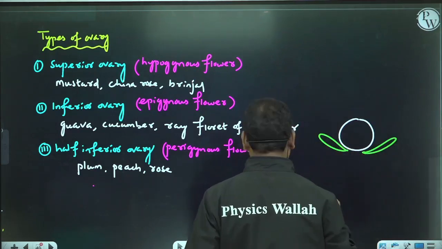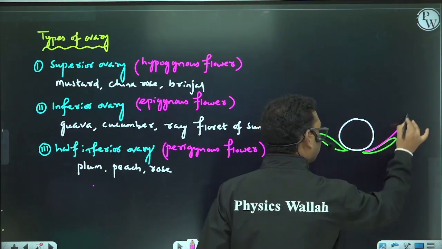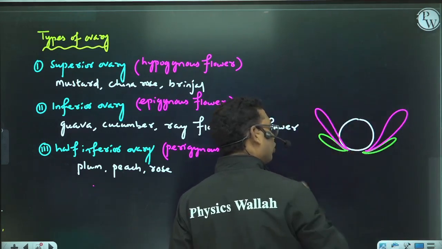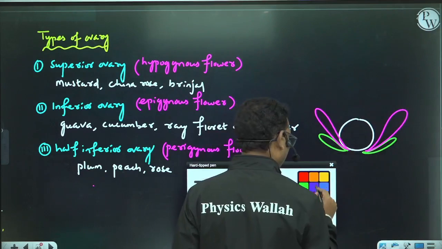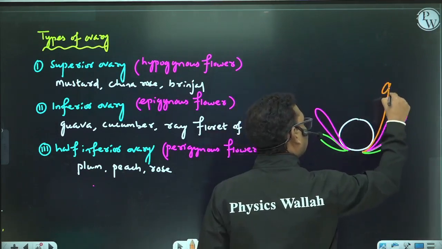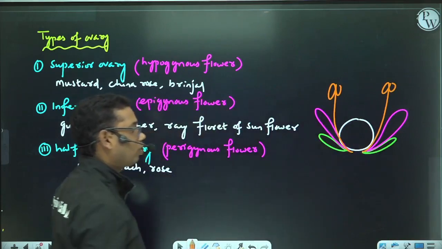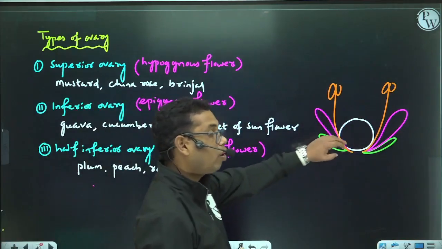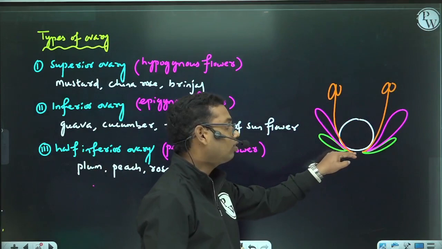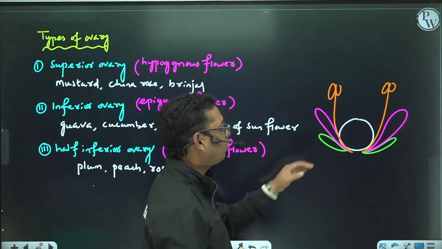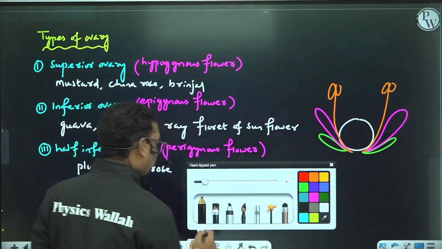Sepals are developing. Petals are also developing. So these are the petals. They are developing from a point below the ovary. Let me draw the stamen here. This condition is called superior ovary. Why? Because the ovary is present above the point from where the other parts are developing. This is superior ovary.